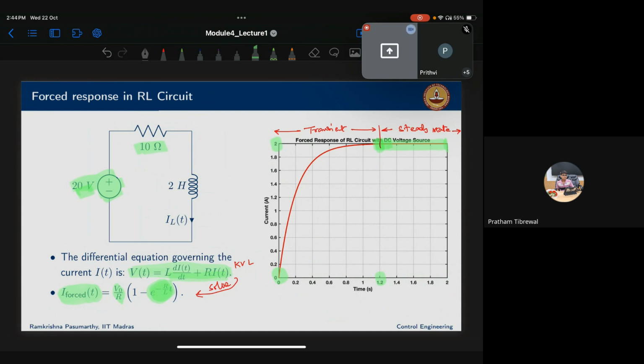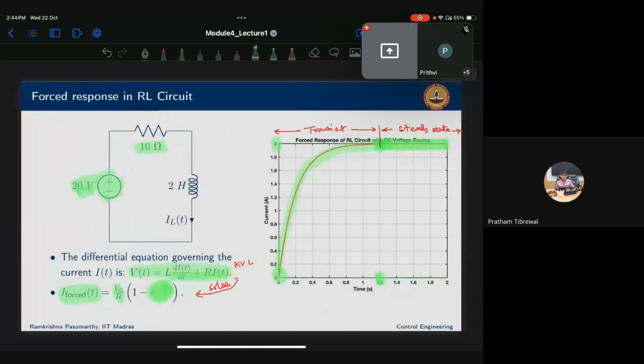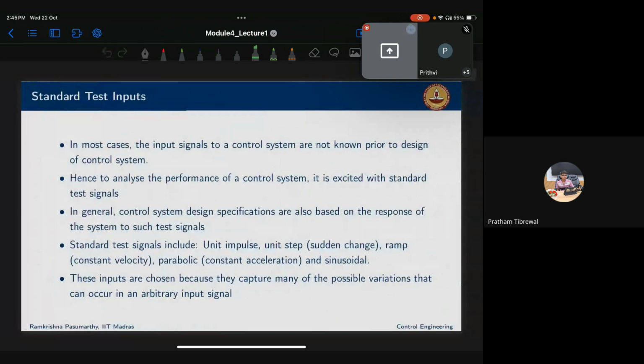Here also, in the same way as the previous one, we call the waveform between 0 to 1.2 the transient response, whereas from 1.2 to 2 we call it the steady state. It means that both in the natural response we have transient as well as steady state, and in the forced response also we have transient as well as steady state. That is the first point.